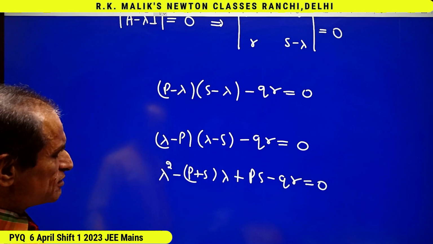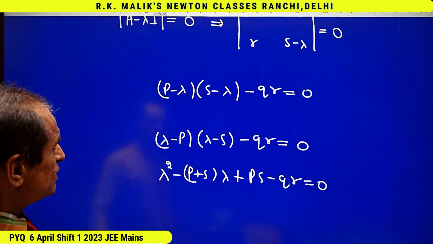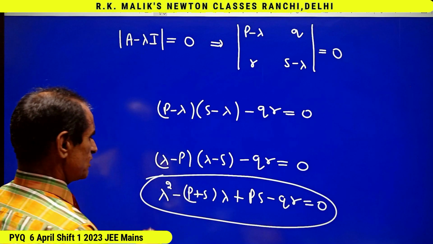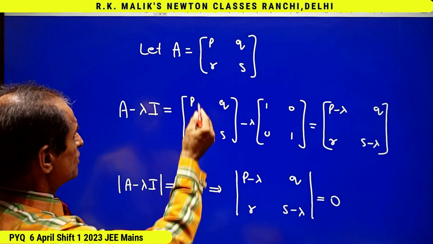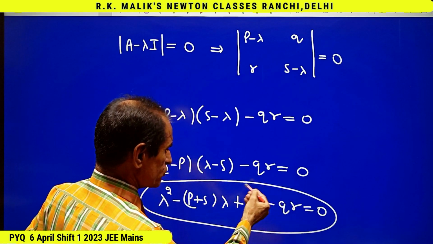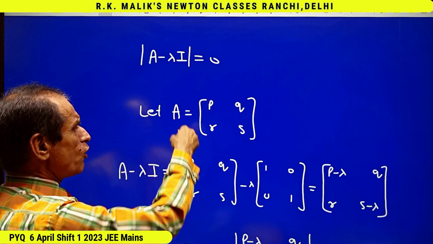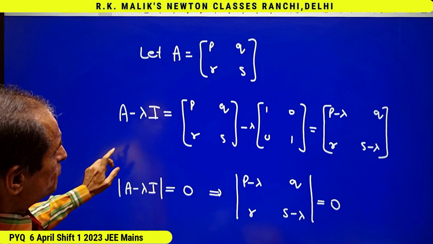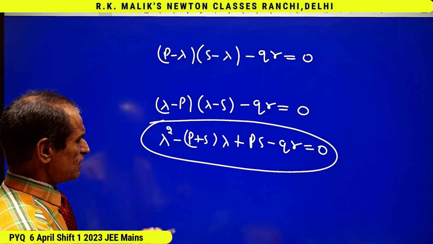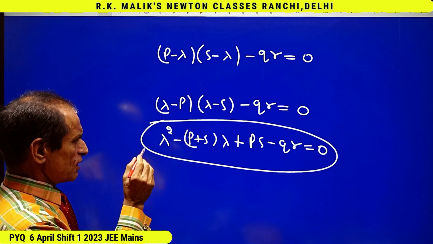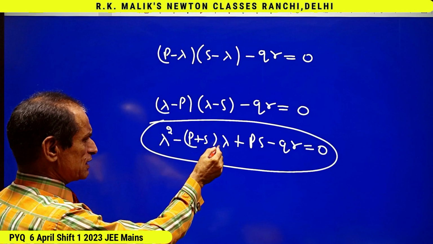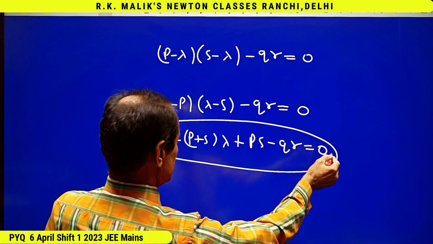That is lambda square minus P plus S into lambda plus PS minus QR equal to 0. From here you can easily say that in the case of 2 by 2 matrix, the characteristic equation is this, that is with lambda, sum of diagonal elements comes, and constant term is the value of this determinant, because value of determinant of this is PS minus QR. That is, you have to remember this thing, that for any 2 by 2 matrix, the characteristic equation is lambda square minus sum of the diagonal elements into lambda plus value of determinant equal to 0.